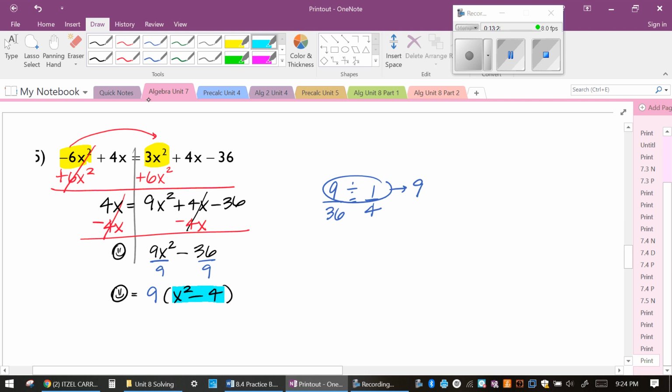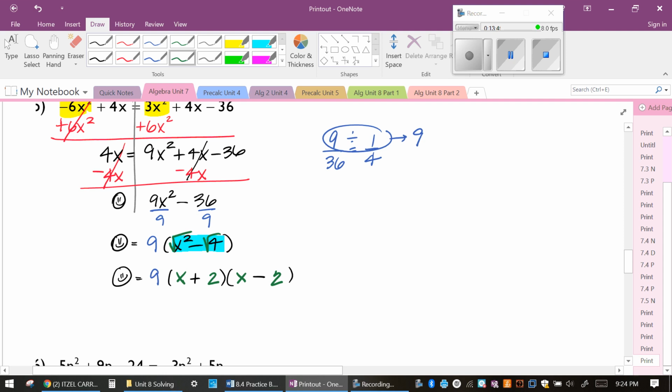X squared minus 4 can factor even further into two binomials, one with addition, one with subtraction. You can square root x squared, you get x. You can square root 4, you get 2. And that is the final factored form for number 5.